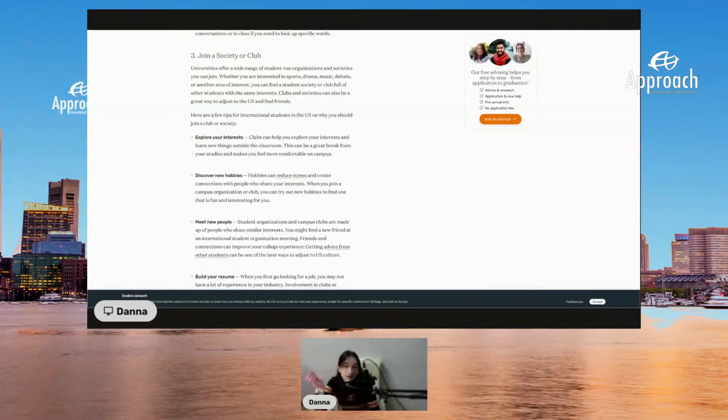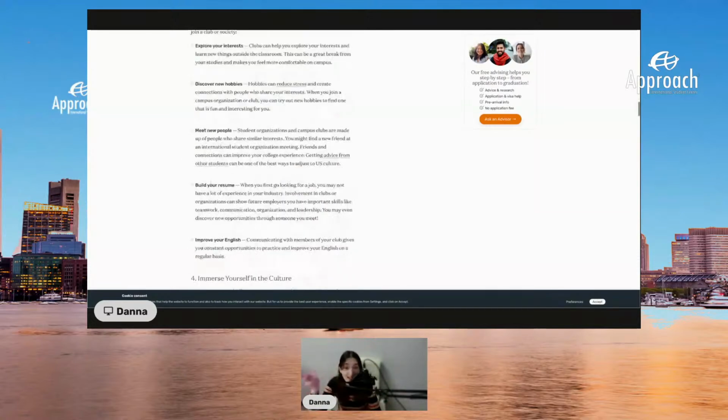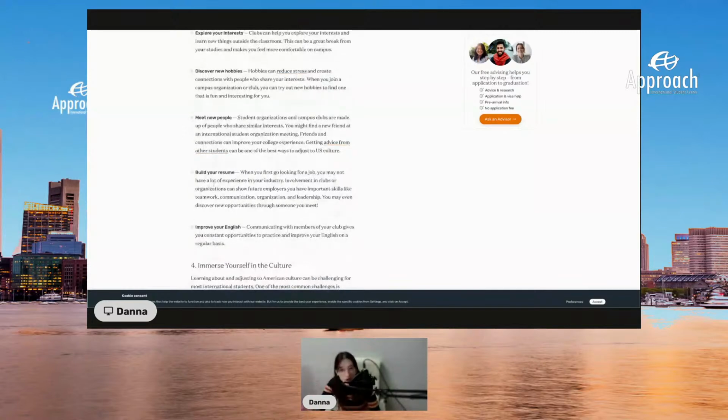Not only that, build a resume. Let's say you're in a club for a magazine. That is experience that you can use in your resume for the future, both if you're in a language school or if you're in a college.